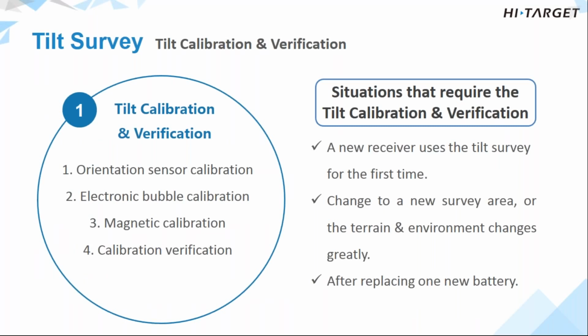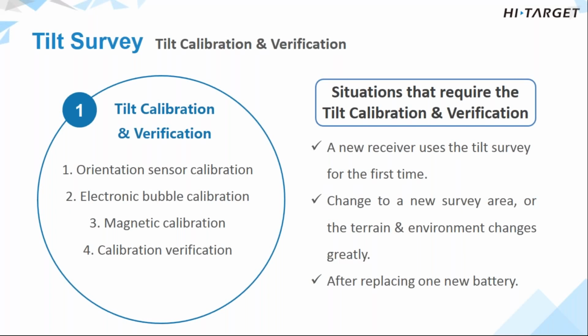So this part is all about the tilt calibration and verification, and it includes 4 parts. The first one, orientation sensor. The second one, electronic bubble. Third one, magnetic calibration. And then is the verification.